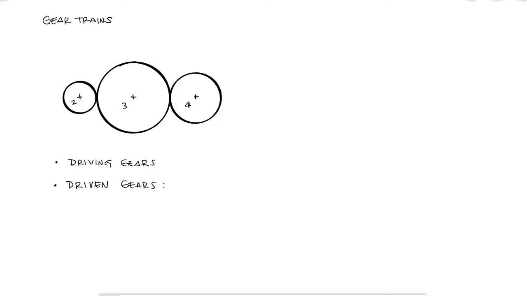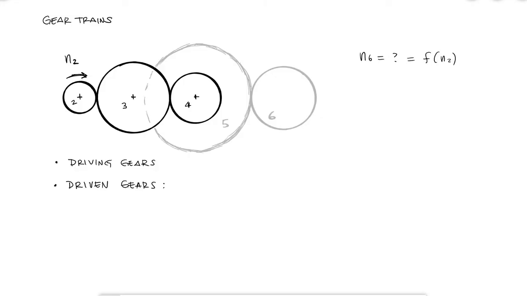For a 5-gear train consisting of 3 gears in the same plane, 2, 3, and 4, and obviously the other 2 on another plane, we can find out the speed of gear 6 if we know the speed of gear 2, and of course the number of teeth or the diameters of the gears.